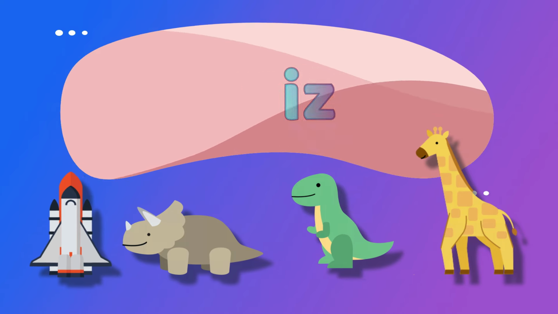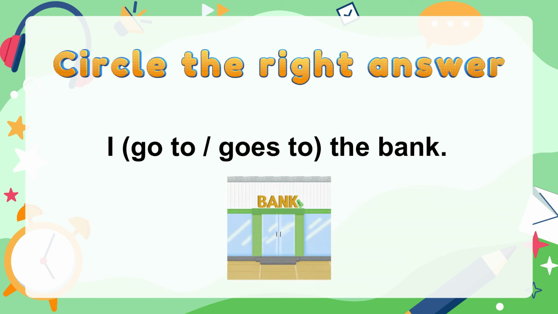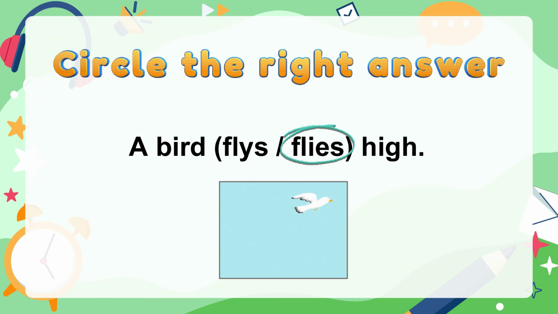Quiz. Circle the right word. I go to the bank. The pronoun I goes with a verb that has no S. A bird flies high. The verb flies is spelt with I-E-S because it ends with Y.